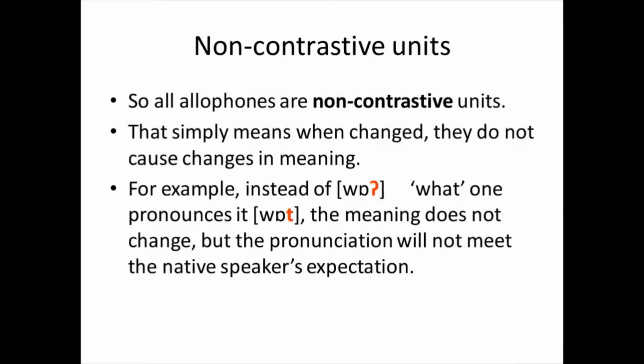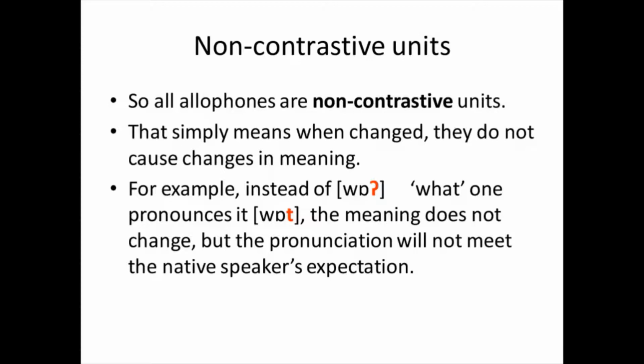So all the allophones that we've seen in the two slides previously are non-contrastive units. And why are we saying these allophones? I mean, t, plain t, aspirated t, and glottal stop are non-contrastive. And this simply means when we change either of these sounds, they don't cause changes in the meaning of the words in which they occur.